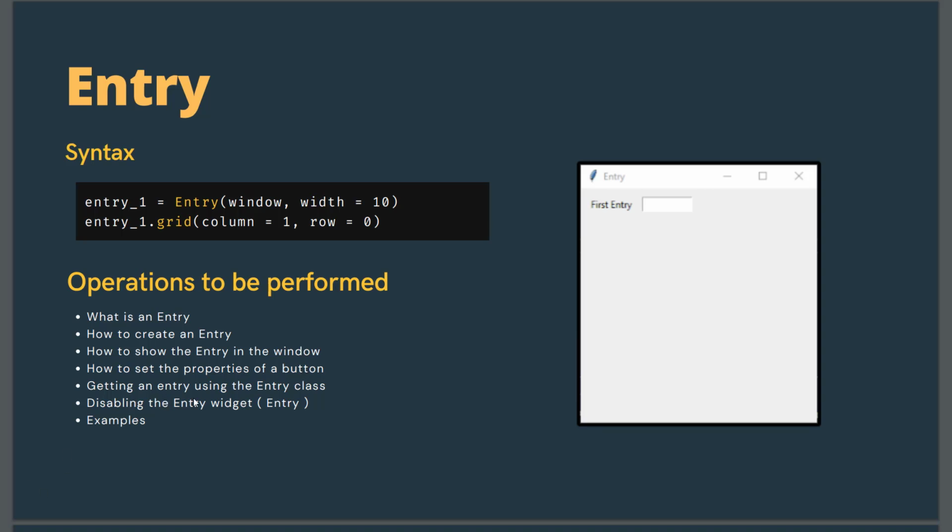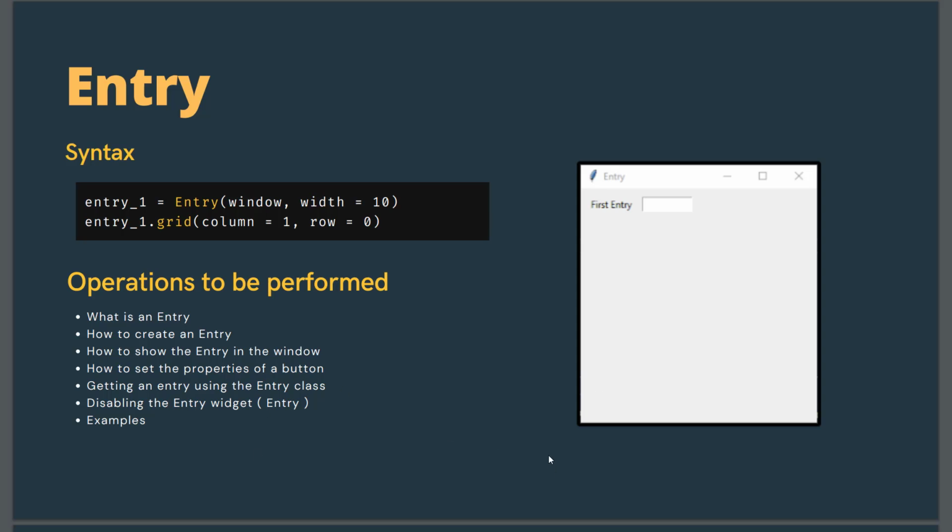And how to get any information using the Entry class. So how we can get the information that we're going to put here, so that we can manipulate this information. We are going to learn that, and how to disable any entry in Tkinter. Also we are going to learn all those things in this same video, okay.